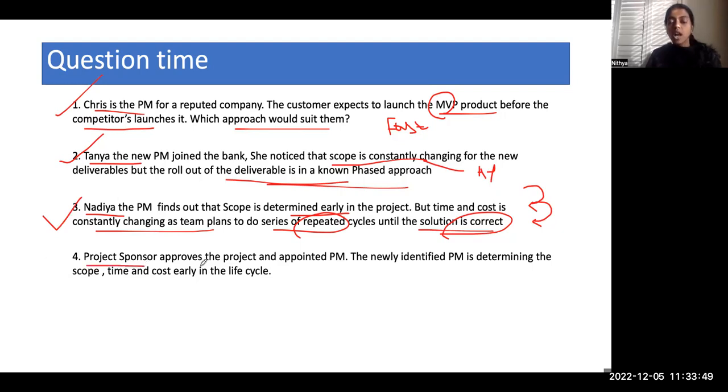Project sponsor approves the project and appointed PM. The newly identified PM is determining the scope, time, and cost early in the life cycle. So obviously the answer is predictive approach.